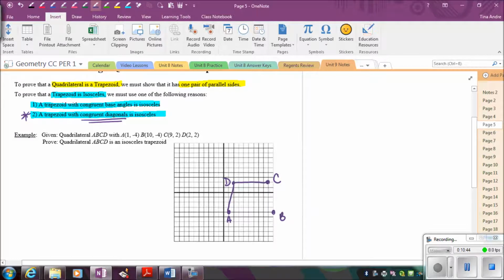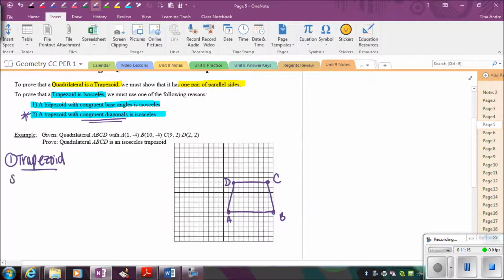So here's my trapezoid that I want to prove is isosceles. So the first thing I need to do is show that it's a trapezoid. So to show that it's a trapezoid, our first step is going to be show that we have 1 pair of parallel sides. So I'm going to look at this and say, well, the 2 sides that appear to look parallel are DC and AB. So let's start with that. So we're going to start with showing it's a trapezoid.